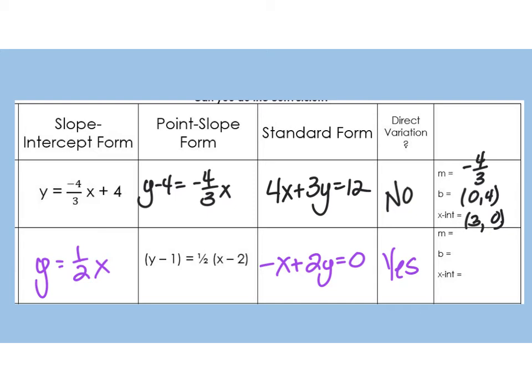So now we can talk about the y-intercept, the slope, and so on. So in this case, our slope is 1/2. The y-intercept is 0, 0, and the x-intercept is also 0, 0. So that makes it a little more simple for us.